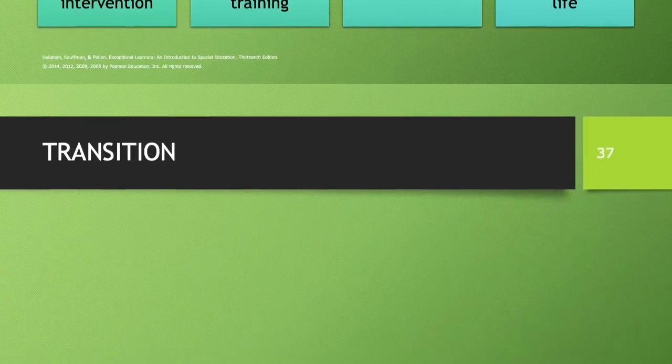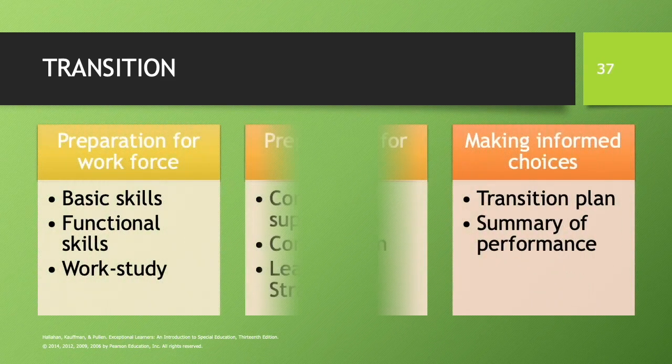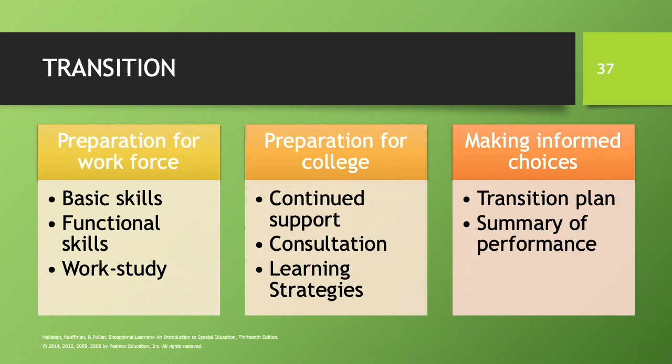We are looking at the IEP, or the Individualized Education Plan. We must include transition goals, and we want to make sure that these goals include preparation for the workforce, college, and making informed choices. So in terms of preparation for the workforce, we want to focus on basic skills, functional skills, and work study for their chosen profession.